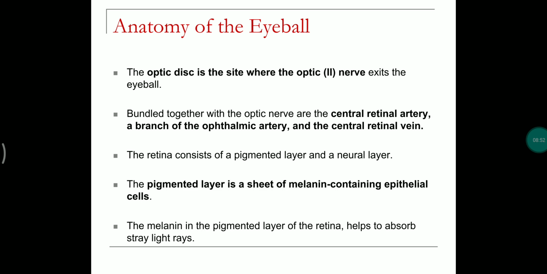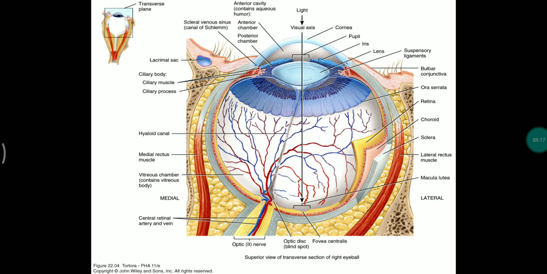The optic disc is the site where the optic nerve exits. Bundled together with the optic nerve are the central retinal artery, a branch of the ophthalmic artery, and the central retinal vein. The retina consists of a pigmented layer and a neural layer. The pigmented layer consists of melanin-containing epithelial cells, which help in the absorption of stray light.